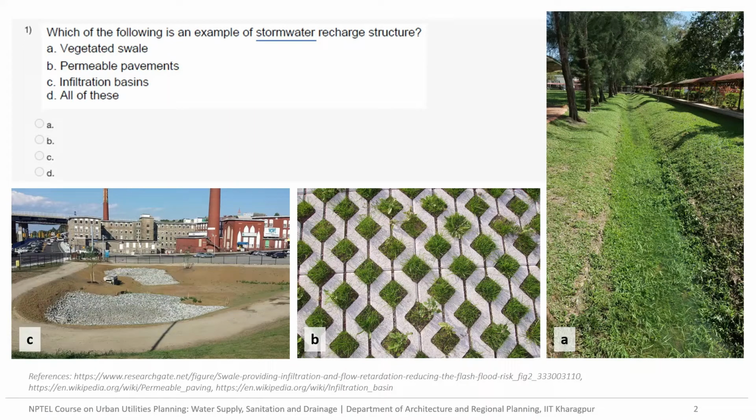We also have these infiltration basins that collect rainwater, make them stand in a place, and then the basin is designed in such a way that it is very permeable to water going in. So I think from the explanation, it is clear that all the three of these can be stormwater recharge structures. So what is a recharge structure? Essentially something that is going to recharge groundwater.